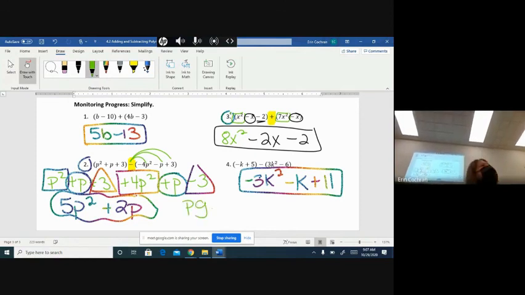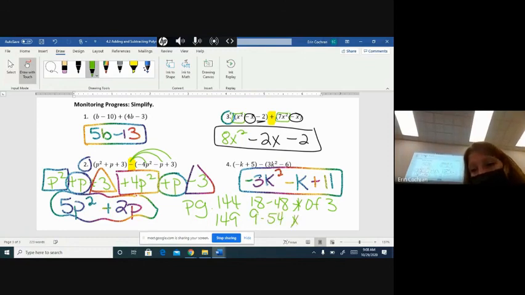All right, your guys' assignment is page 144. You have 18 through 48 multiples of 3. So that means every third problem. So 18, then 21, then 24. And then page 149, you have 9 through 54 multiples of 3. Okay, so every third problem for those.